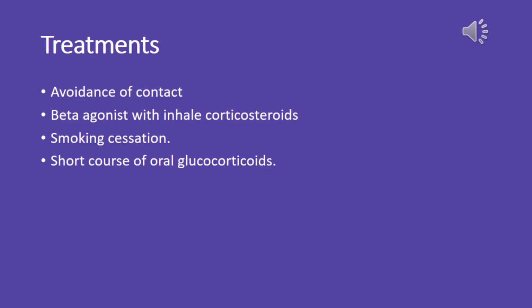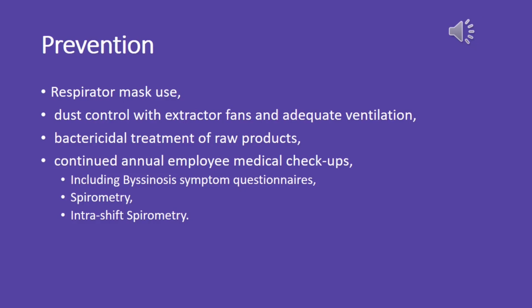In some cases, a short course of oral glucocorticoids may be prescribed to reduce inflammation and alleviate symptoms during acute exacerbations. Preventive measures for byssinosis include use of respirator masks to minimize inhalation of dust particles from cotton, flax, or hemp. Implementation of dust control measures such as extractor fans and adequate ventilation systems in workplaces to reduce airborne dust levels. Application of bactericidal treatment to raw products to mitigate the presence of bacterial endotoxins that contribute to inflammation.